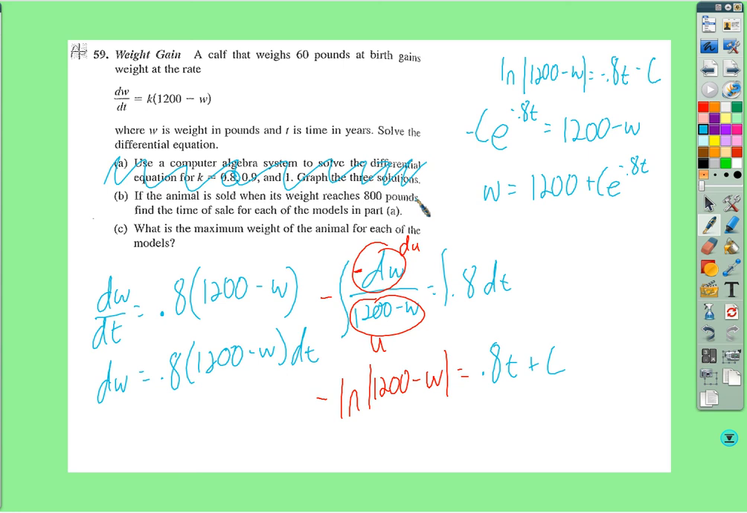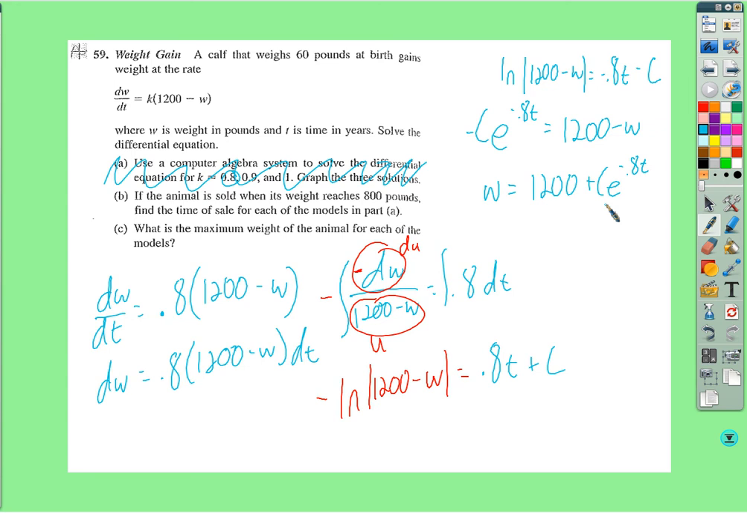If the animal is sold when the weight is 800 pounds, what represents the time of sale? Well, here's the problem. If I want to find the time t, and I know that the weight is 800, I put 800 there and solve for t, right? But I don't know what c is. We have to know what c is. How do we figure out what c is? What have they told us that allows us to solve this?